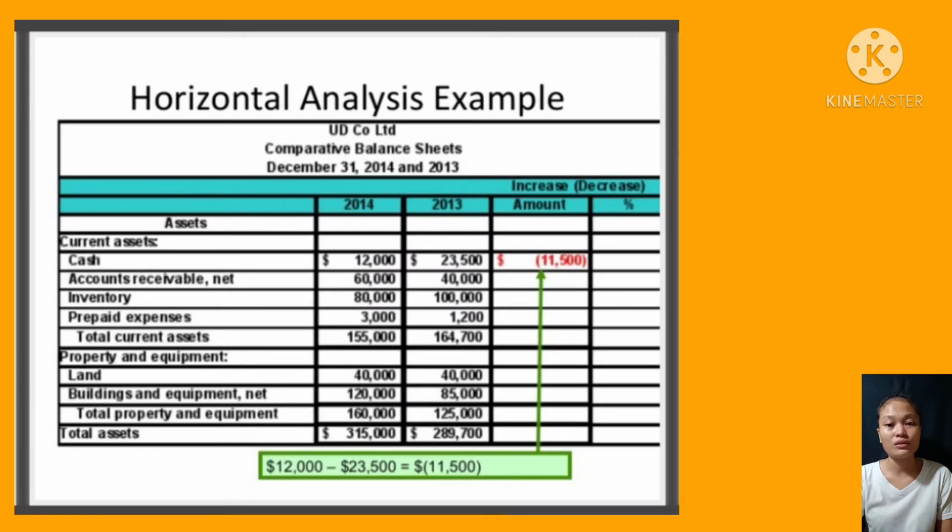Using the comparative balance sheets of UD Corporation Ltd. dated December 31, 2014 and 2013, first we should calculate the change of monetary amounts. That would be $12,000 minus $23,500 is equal to $11,500. It is decreased, and $11,500 was the value of our monetary amount.